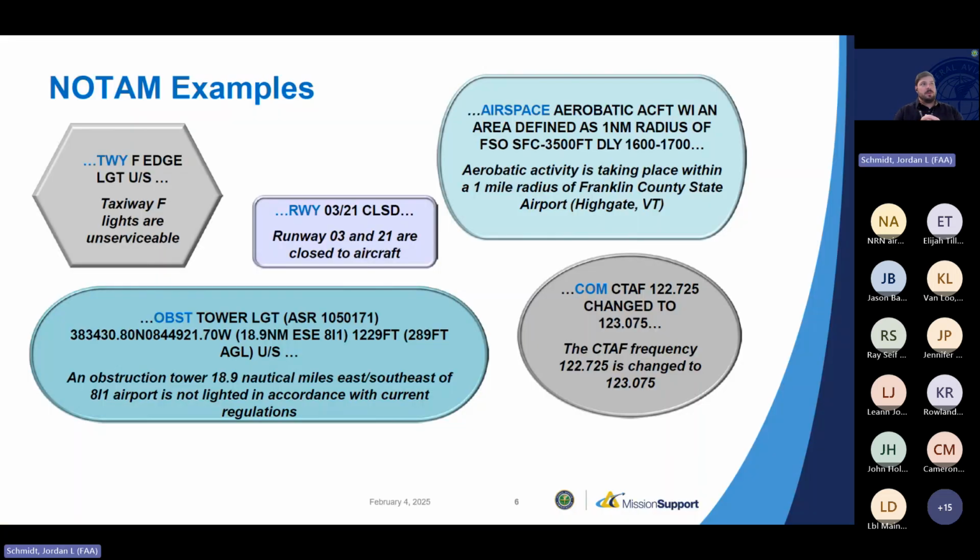And here are some examples. We mentioned some contraction usage. If you look at the runway closure in purple in the middle, it's pretty straightforward, pretty succinct. This NOTAM says that runway 03/21 is closed, CLSD. And those contractions, again, can get a lot more complicated if you're not familiar with them. In the top right, we see there's an airspace NOTAM for aircraft within an area defined as a 1 nautical mile radius of FSO, surface to 3,000 feet daily.